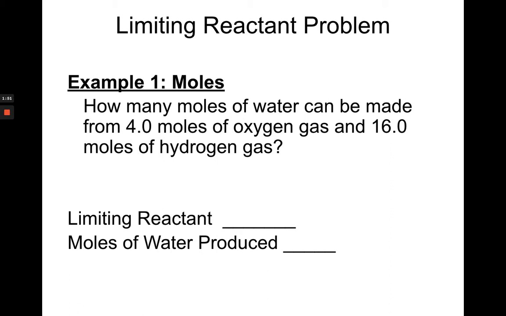And so you go to your storeroom and you see, oh, I've got 4 moles of oxygen and 16 moles of hydrogen. How much can I actually produce for that particular client? So we're going to figure out what the limiting reactant is, and that's the one that will run out first. And then we're going to figure out the moles of water that you can promise to your client.